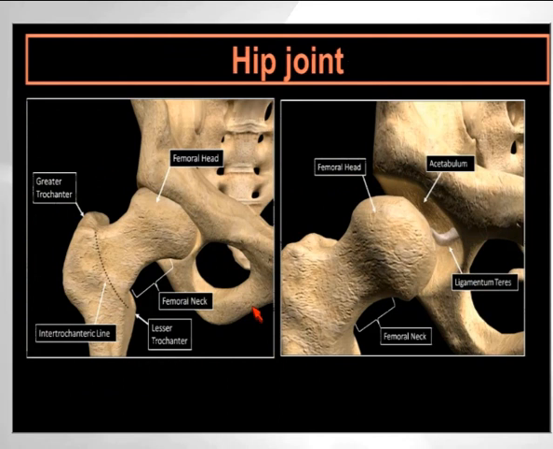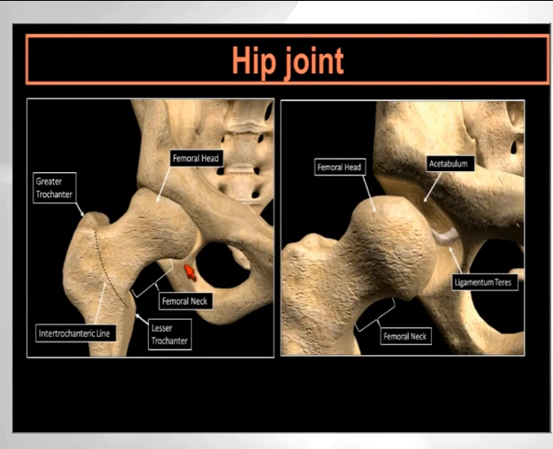So let's start with the anatomy of the hip joint. It's a synovial joint. It's a large synovial joint, and unlike the shoulder joint, it's a very stable joint. We have a large acetabular socket, and then we have the femoral neck, which is more like a pyramid, and greater, lesser trochanter, and the intertrochanteric line.